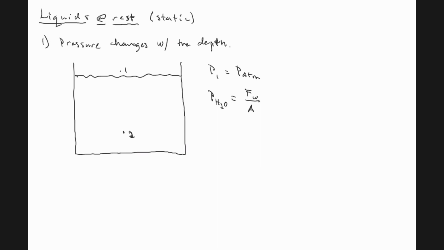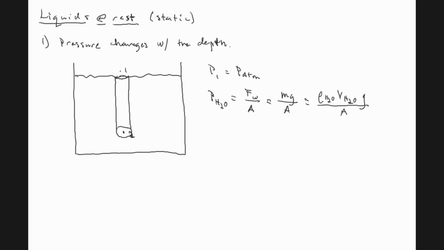So what is the force of water? The force of water happens to be due to the column of water that's above you. That column is simply the weight of water above you per cross-sectional area, except mass can be written in terms of the density of the solution times volume of the solution times gravity, divided by the cross-sectional area.